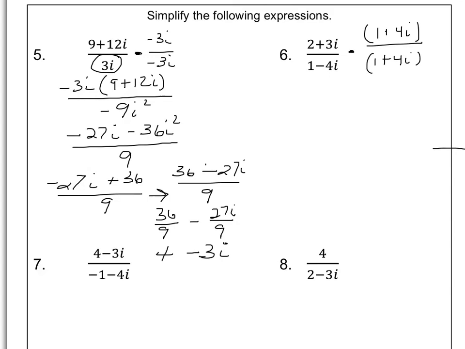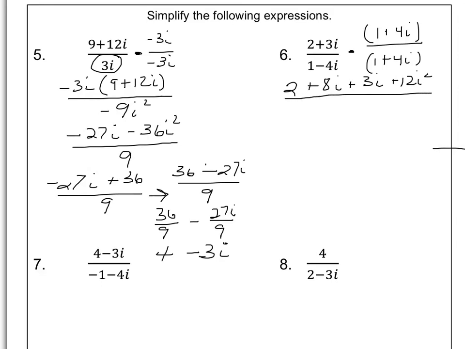And now I've got to FOIL the top and I've got to FOIL the bottom, because now I've got two binomials multiplied together. So this is where it builds on the multiplication piece. Okay, so FOIL the top. 2 times 1 is 2. The outsides is 8i. The inside is 3i. And the last is 12i squared.